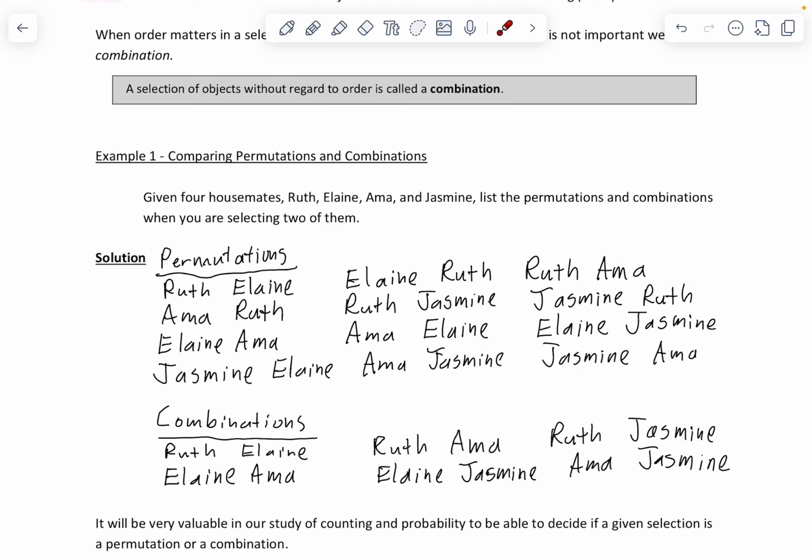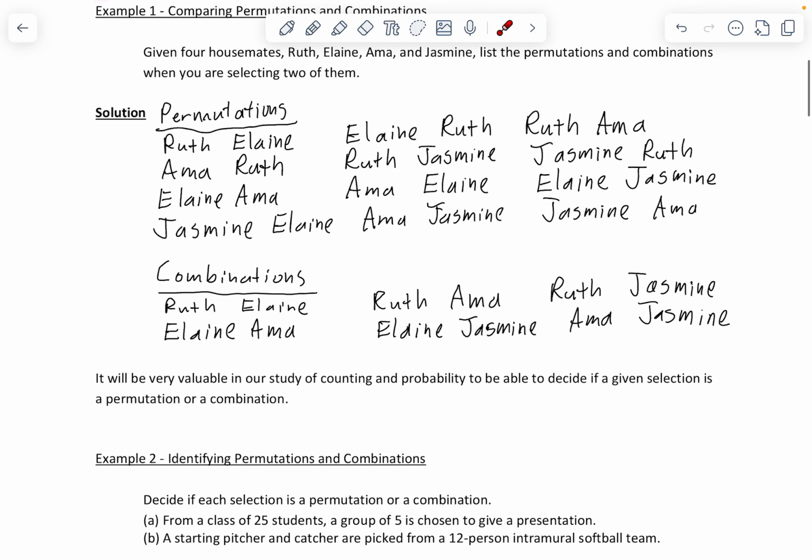Now, it's really helpful in our study of counting and probability to be able to decide if a given selection is a permutation or a combination. So here are a couple of examples. Decide if each selection is a permutation or a combination. Part A, from a class of 25 students, a group of 5 is chosen to give a presentation. Notice that this does not say anything about order. There are no distinct roles for the 5 group members, so order is not important. So this would be a combination.